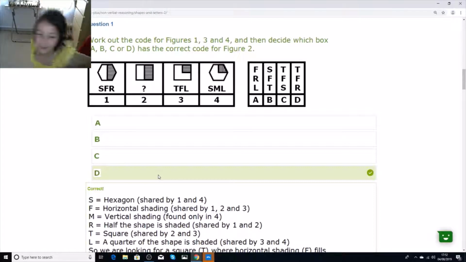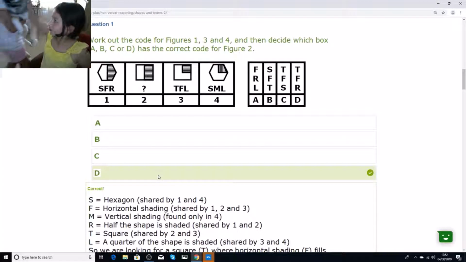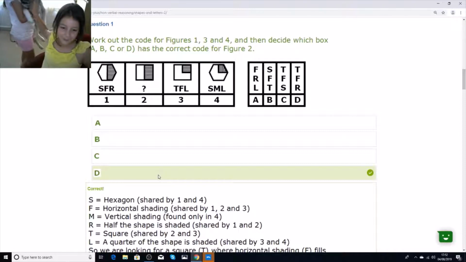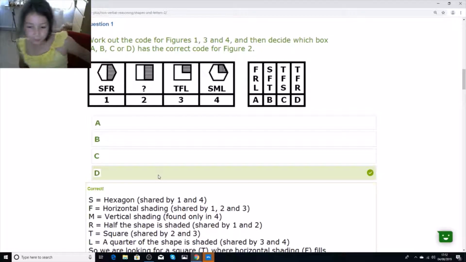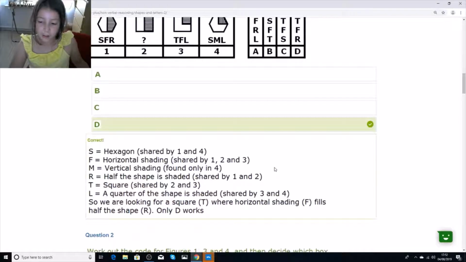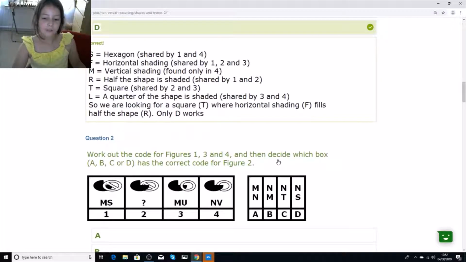So, let's carry on where we finished. R equals half the shape is shaded, shared by 1 and 2. T equals square, shared by 2 and 3. L equals a quarter of the shape is shaded, shared by 3 and 4. So we are looking for a square, T, where horizontal shading, F, fills half the shape, R. Only D works.